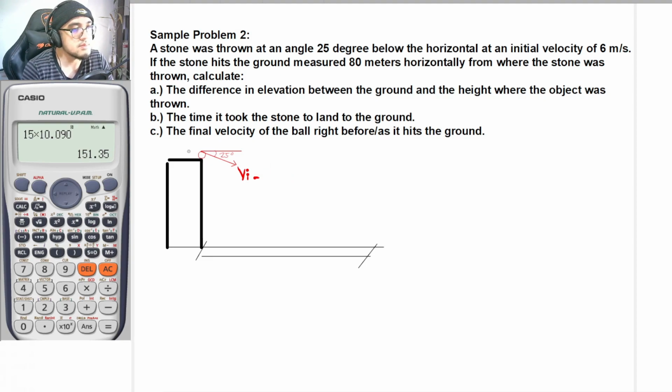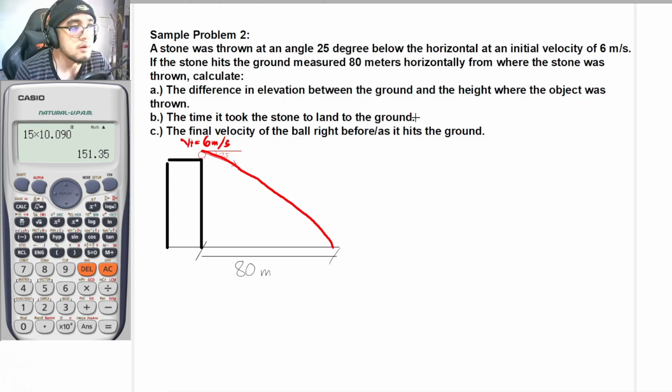Once again, I will just be writing it here. Our VI is equal to 6 meters per second. If this is the initial velocity, approximately this is the trajectory. It is said in the problem that this was measured 80 meters from this particular point.